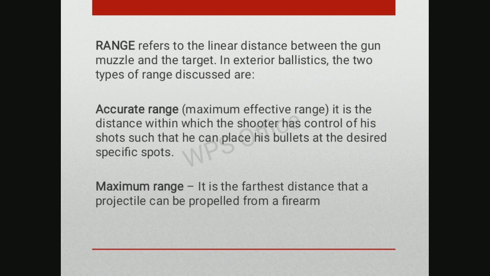So those are the factors. We have the accurate range, the maximum effective range, where the shooter or firer has control over where he wants the bullet to hit the target. While the maximum range refers to the farthest distance that the bullet can travel upon being fired from the firearm.